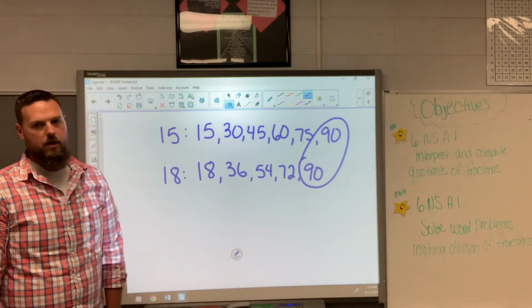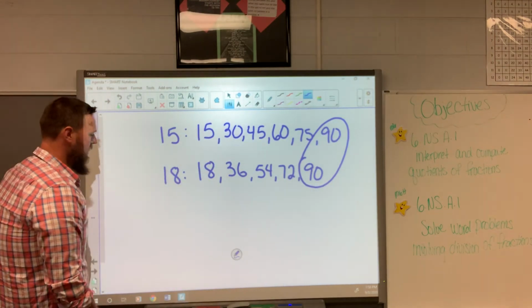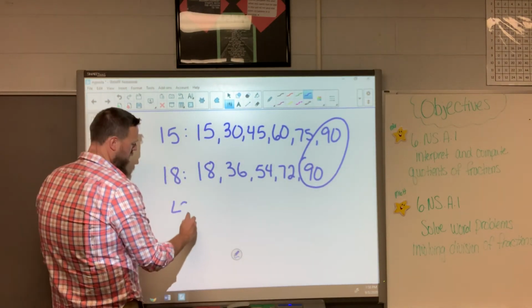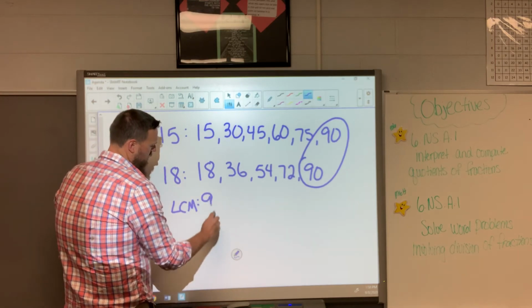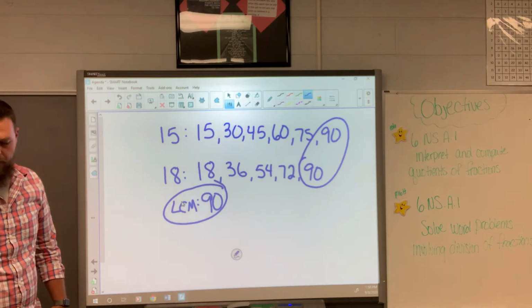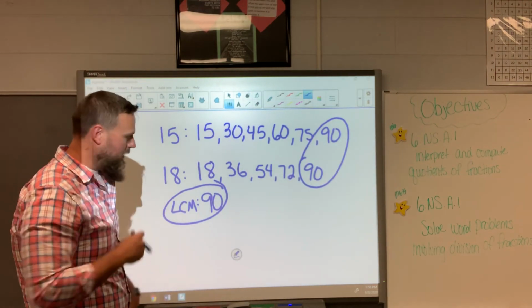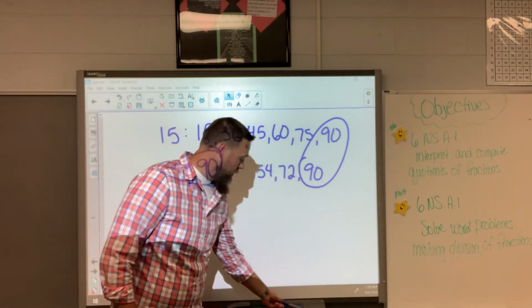Well, I only had to go one more time, because you should notice that you have something in common: 90. That's the first number that is in both lists. So since it is, that's our least common multiple: 90. Again, you can compare your GCF and your LCM and find that they're not the same numbers. So that's all we're doing today, guys, is least common multiple.